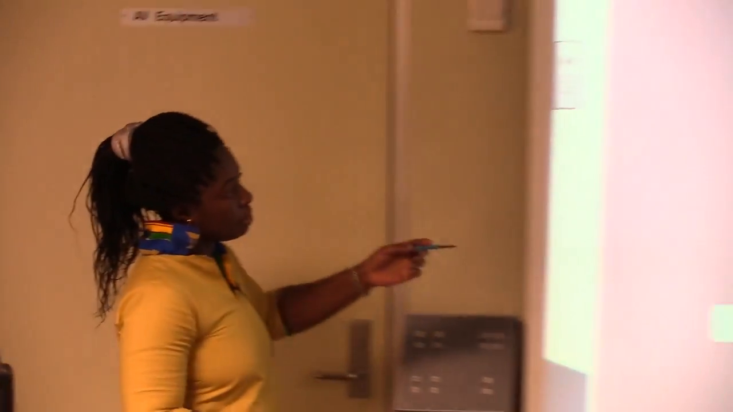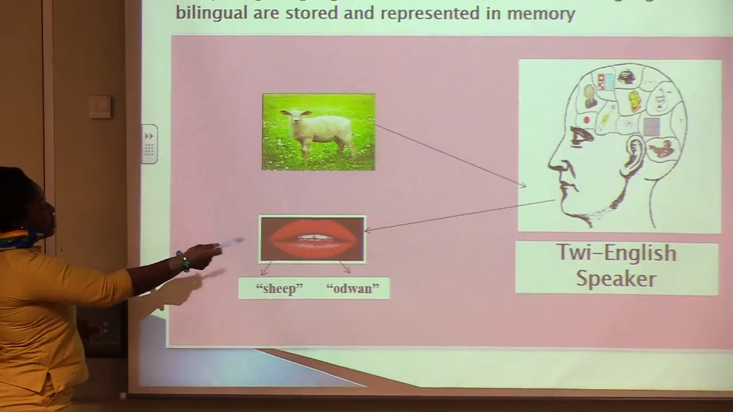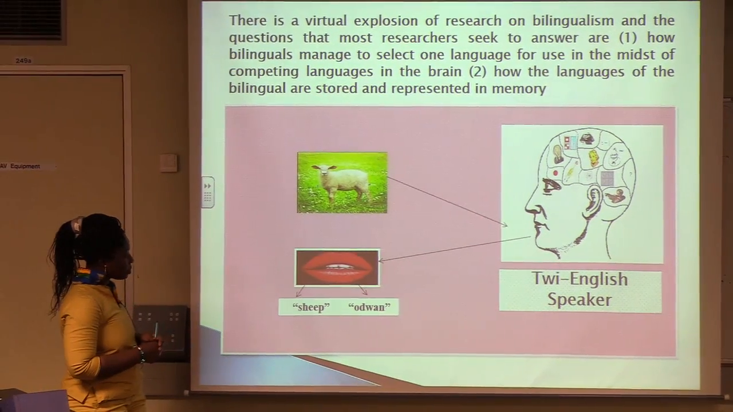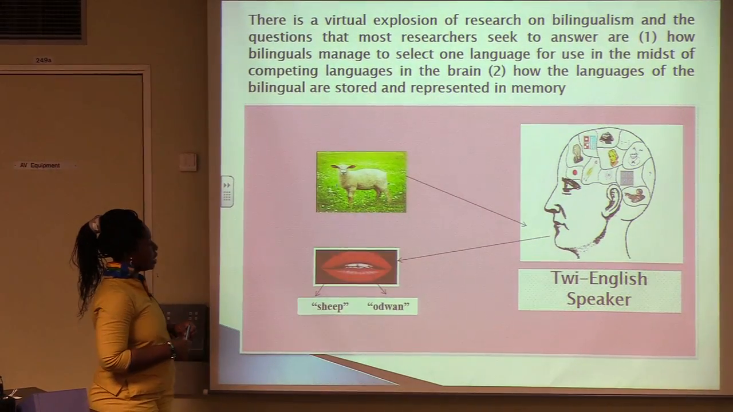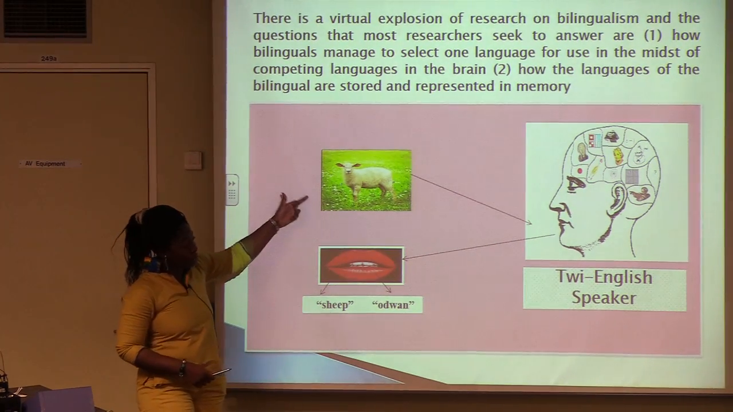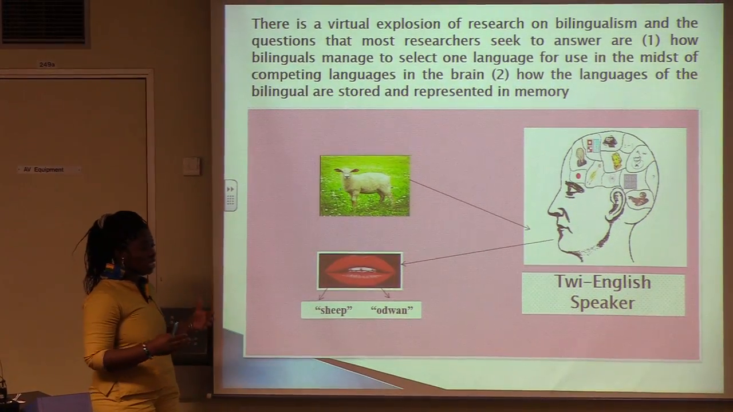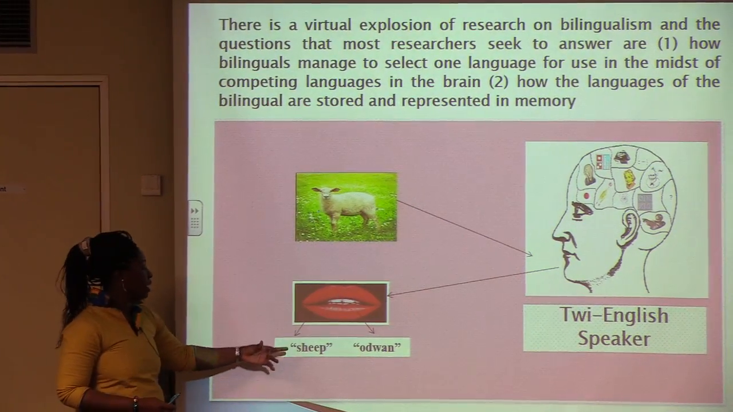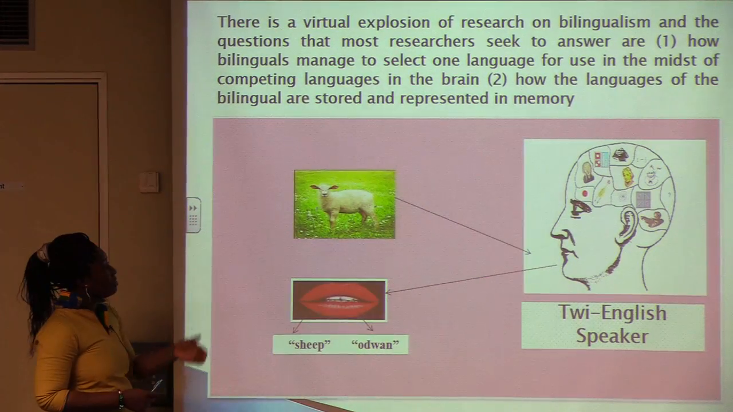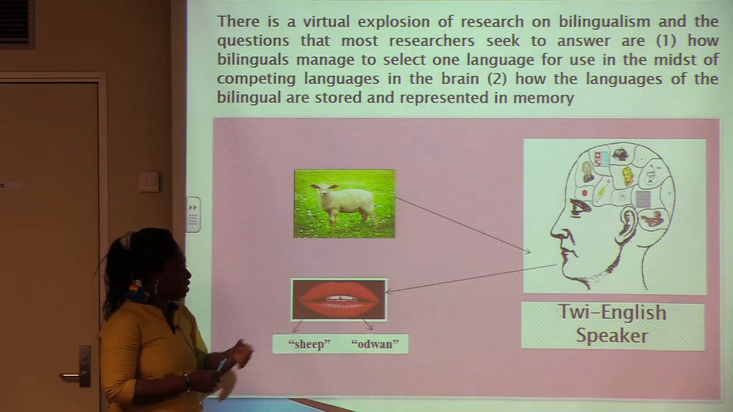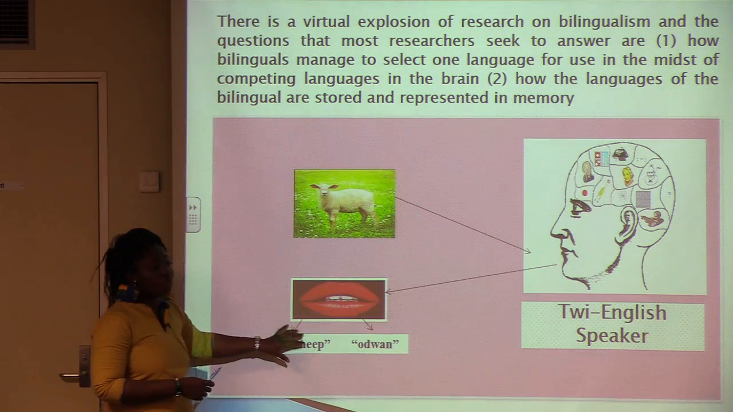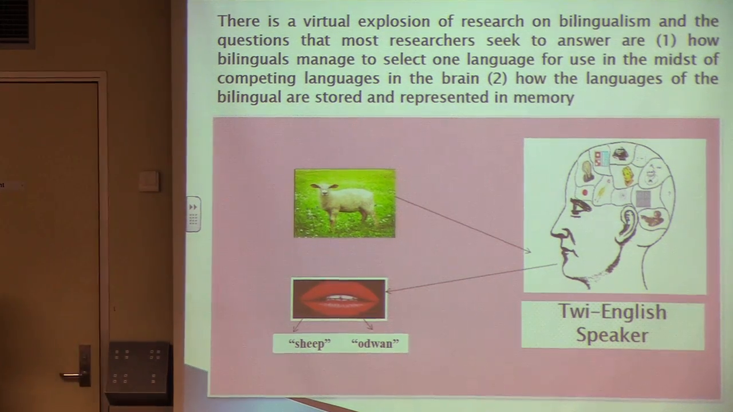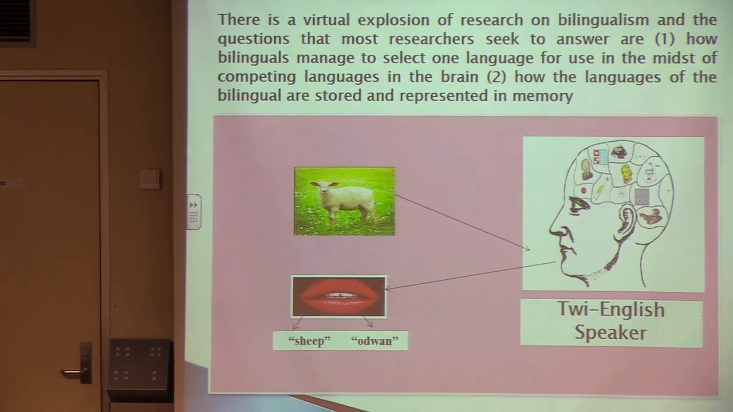Now, let's take a picture, this diagram, for example. This is a Twi English speaker confronted with a naming task, that's picture naming task. The task of the participant here is to name this animal. If the requirement narrows down to naming the animal in maybe English, this word sheep will be articulated. If the requirement is to name the animal in Twi, the person will say Ojuan, which is the Twi word for sheep. Now, the idea here is bilingual research tells us that both languages are activated in parallel.